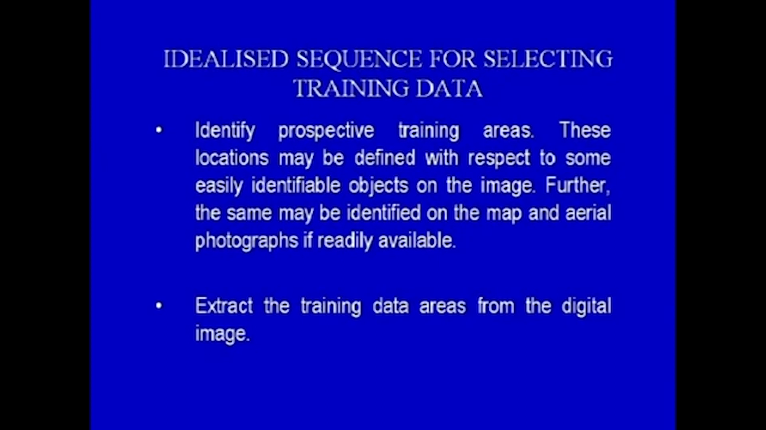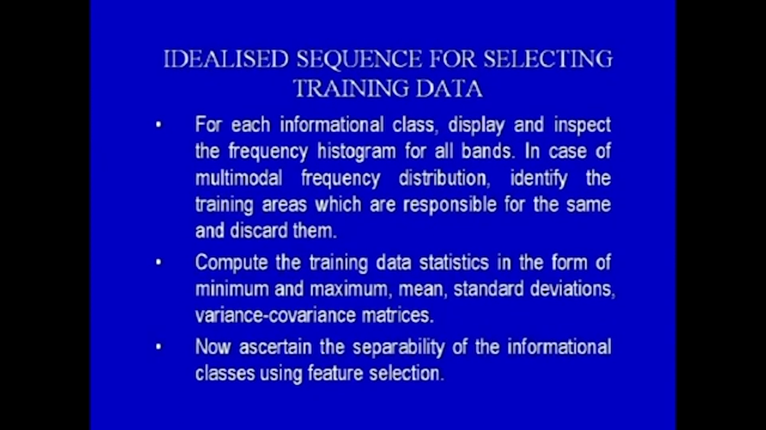After this, extract the training data areas from the digital image. For each information class, display and inspect the frequency histogram for all the classes. In case of multimodal frequency distribution, identify the training areas which are responsible for the same and discard them. Thereafter, compute the training data statistics in the form of minimum and maximum value, mean, standard deviation, variance, covariance matrix. Now, ascertain the separability of the information classes using feature selection.